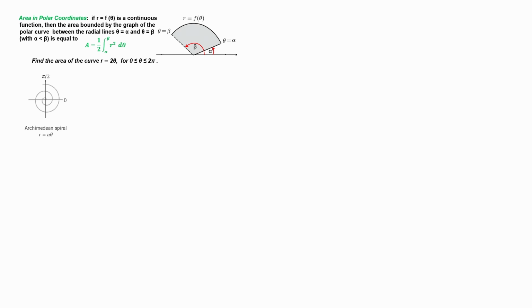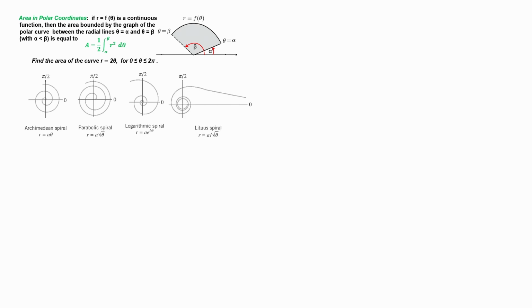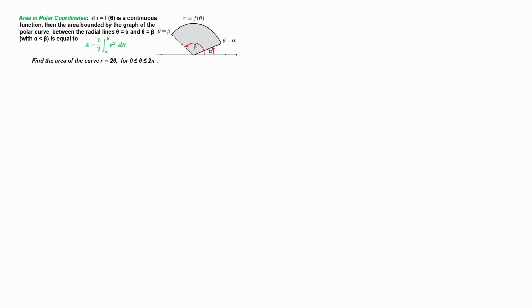Archimedean spiral, parabolic spiral, logarithmic spiral, lituus spiral, and hyperbolic spiral. Therefore, we need to find the area of an Archimedean spiral. To find the area enclosed by this equation, we use the formula above.